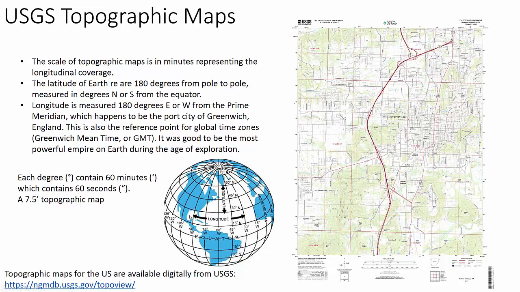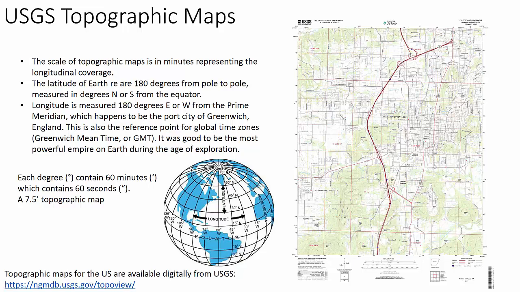Longitude's east and west. It's measured 180 degrees east-west from the prime meridian, which happens to be at the port city of Greenwich, England. This is also the reference point for global time, Greenwich Mean Time, or GMT. It was good to be the most powerful empire on Earth during the age of exploration because you got to make all the rules. Each degree contains 60 minutes, which contains 60 seconds.